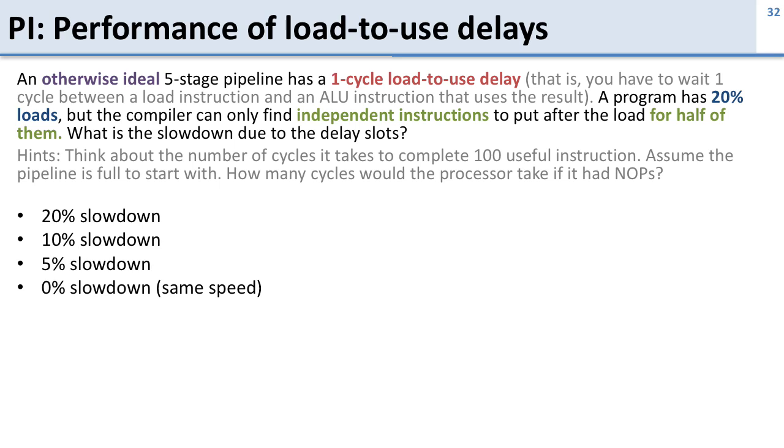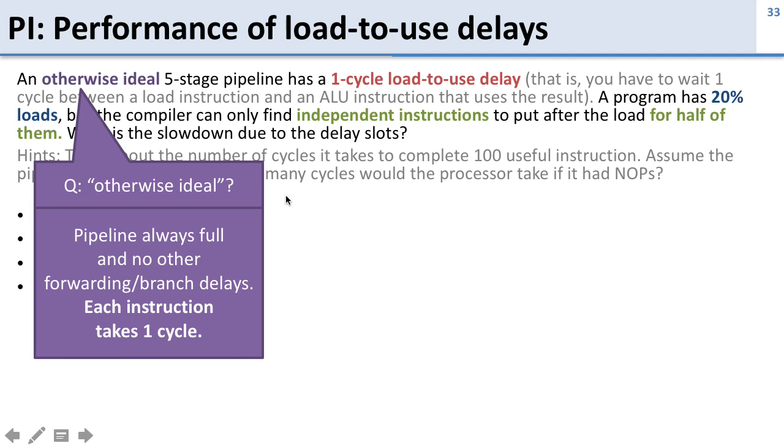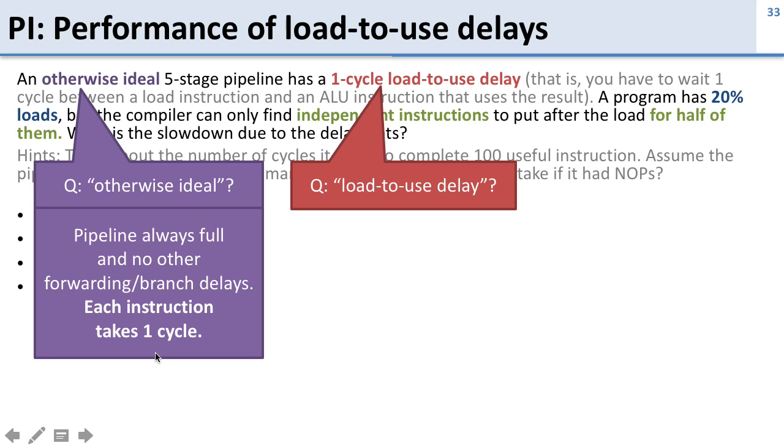So to analyze this problem, let's first look at what all these things mean. What does it mean that it's otherwise ideal? Well, otherwise ideal means that everything else about the pipeline except for these load delay slots is working great. So the pipeline is always full, we don't have any problems with branching or forwarding, and what that means for the pipeline is we're going to get each instruction to complete in 1 cycle. So for everything except these load delay slots, we're going to finish each instruction in 1 cycle, and we're going to finish 1 instruction every cycle.